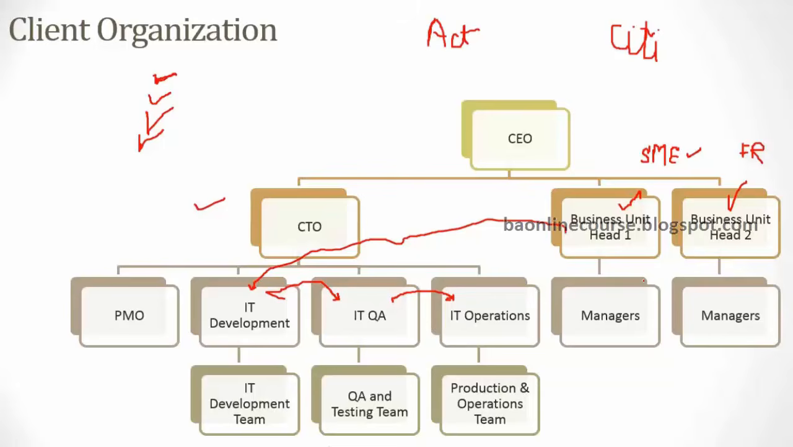So to summarize on this slide, every organization would have business team. They would have some applications to support their business. Those applications are developed, tested, and then maintained by the IT team, right? And from a role point of view, you would interact with the SMEs to get the functional requirements, with the dev, QA, and operations team to get the non-functional requirements.